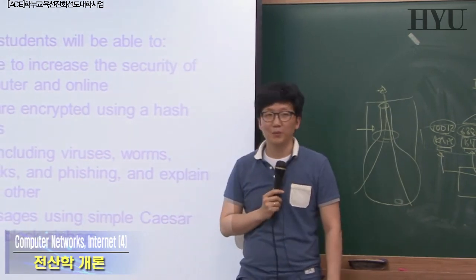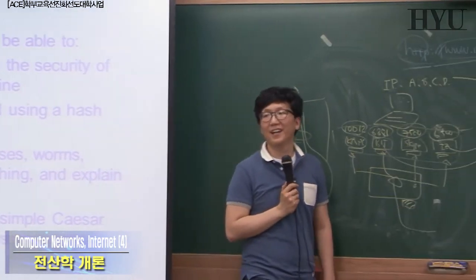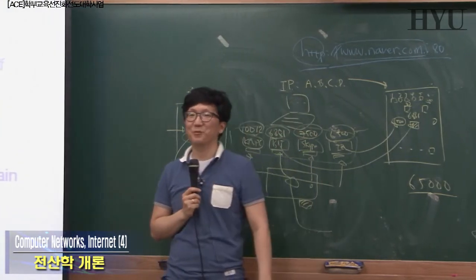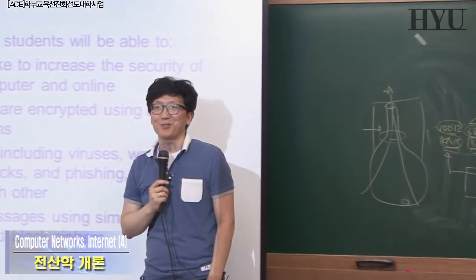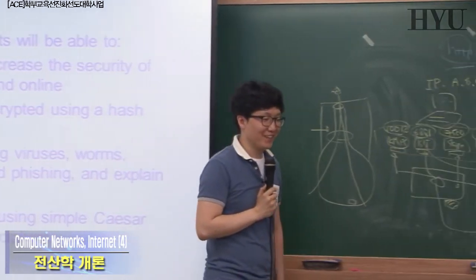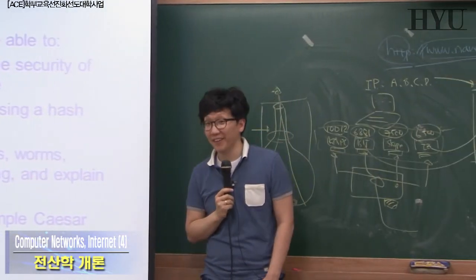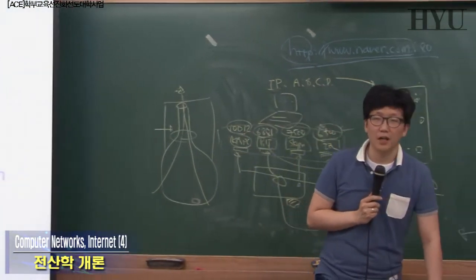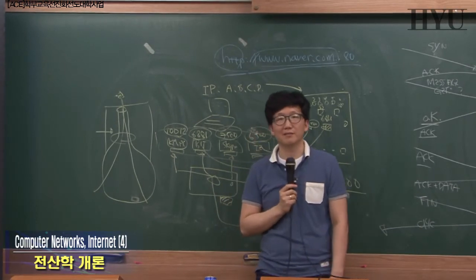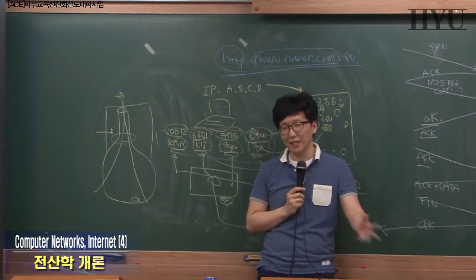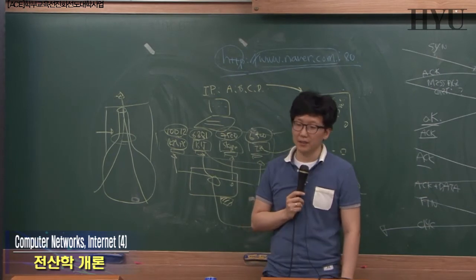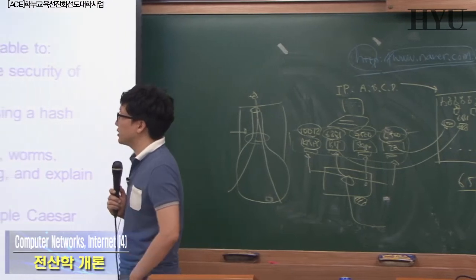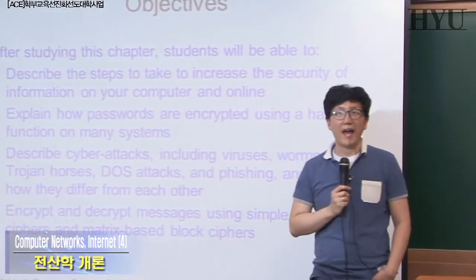DDoS. What does the extra D stand for? Death? 과격한데? 좀 과격해요. 말이 죽인다는 거지 진짜 죽이진 않아요. 그렇죠? Distributed. 분산화된. Distributed DOS. DDoS. Nowadays, pretty much every DOS is DDoS, so nowadays they call it DDoS. Also, explain how passwords are encrypted and how hash functions are used on many systems. Hash functions.